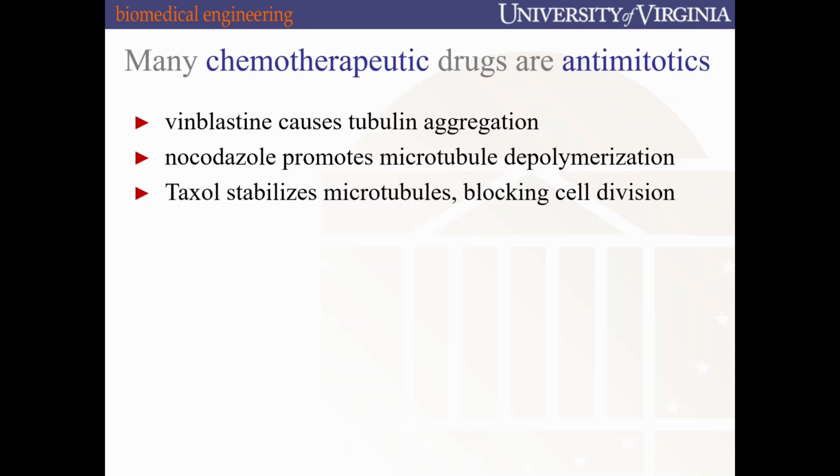We have many different examples of antimitotics that interfere with microtubule function in different ways, and all of these can be used as chemotherapeutic drugs. The drug vinblastine causes tubulin aggregation, clumping them all together in aggregates so that alpha-beta monomers can't be used to polymerize new microtubules. Nocodazole promotes microtubule depolymerization, preventing the mitotic spindle from forming. And Taxol actually stabilizes microtubules, blocking cell division by freezing and locking the mitotic spindle in place.